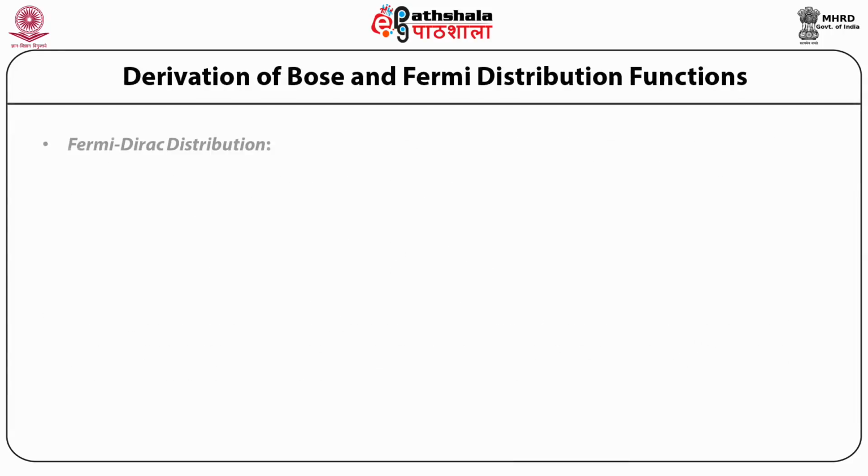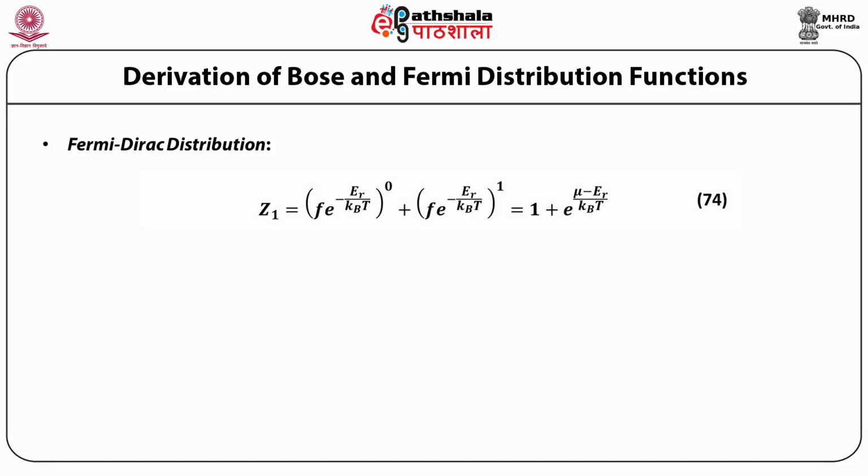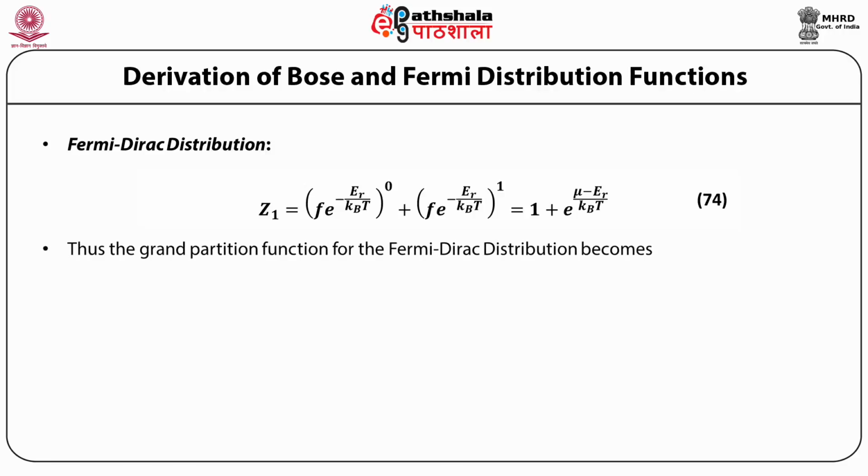Let us look at the Fermi-Dirac distribution case, where Z1 can be written as f e raised to power minus er upon kBT, whole raised to power 0, plus f multiplied by e raised to power minus er upon kBT, whole raised to power 1, which is equal to 1 plus e raised to power mu minus er upon kBT. Thus, the grand partition function for the Fermi-Dirac distribution becomes Z is equal to the product over r of 1 plus e raised to power mu minus er by kBT.